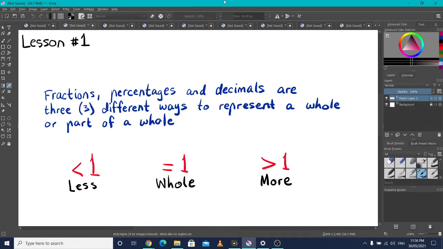Fractions, percentages and decimals are three different ways to represent a whole or part of a whole, in which we can represent a whole number, a proportion that is less than a whole, or a whole number and a proportion that is slightly more.